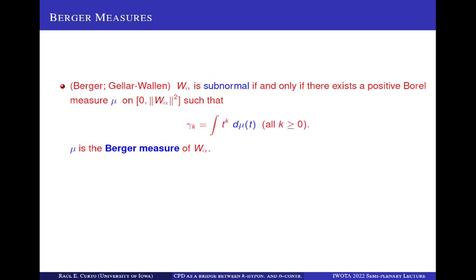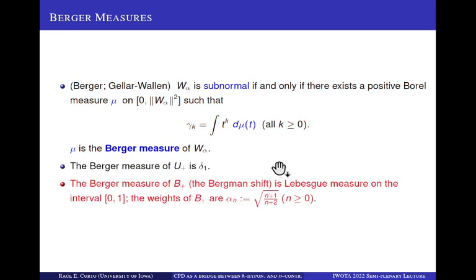The Berger-Gellar-Wallen result says that a weighted shift is subnormal if and only if there exists a positive Borel measure mu on the closed interval going from 0 to the square of the norm of W alpha that represents the moments of the sequence. So we can say that the moments of the sequence are the power moments of the measure, and mu is called the Berger measure of W alpha.